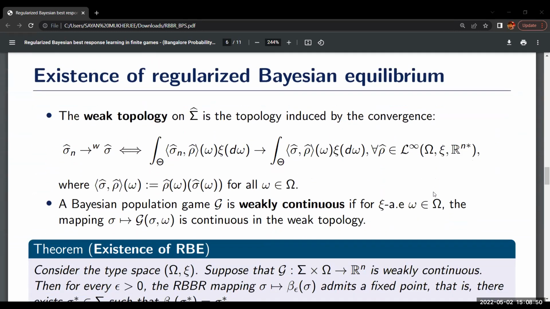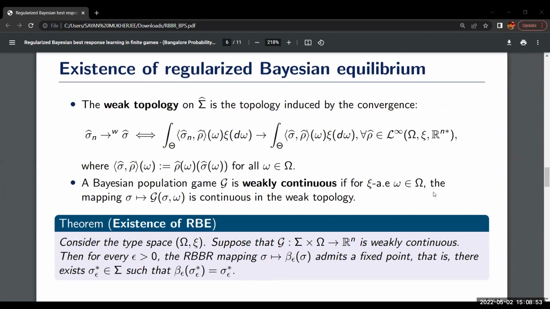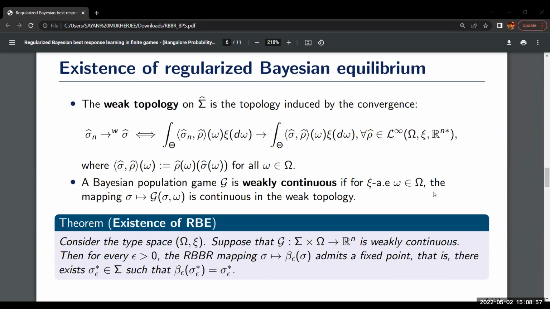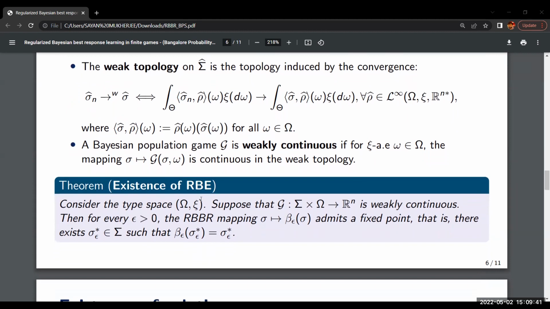Now in order to prove that we require some fixed point theorems, and for that we require a weaker version of topology which is given as follows. We will say that sigma_n hat converges weakly to sigma hat if these integrals converge. Now this integral consists of an object rho hat. So rho hat is a measurable function from omega to R^n star, the dual space of R^n. And this inner product of sigma hat with rho hat of omega is defined as rho hat of omega applied to sigma hat of omega for all omega. Now a Bayesian population game G is said to be weakly continuous if for xi almost every omega in omega, the mapping sigma going to G of sigma omega is continuous in the weak topology.